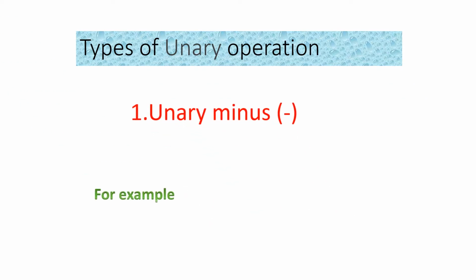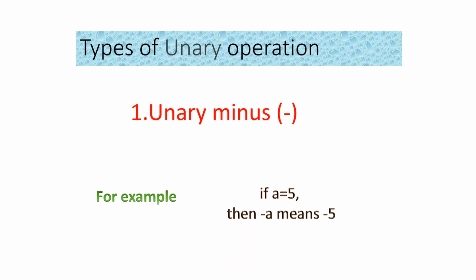First, let's take an example of unary minus. It means it negates the value of an operand. In the example, A is equal to 5. After applying unary minus operation, using minus operator, A becomes minus A and 5 becomes minus 5.